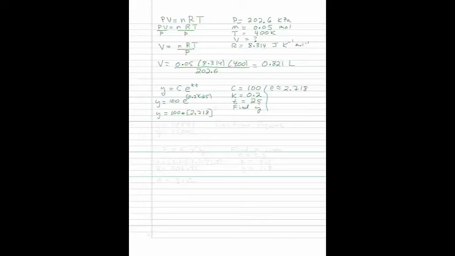0.2 times 25 is, of course, 5. So you need to use the exponent button on your calculator to say 2.718 or e. I'm going to just use e on mine. To the 5th power. Multiply that by 100. And the answer that I get is 14,841.